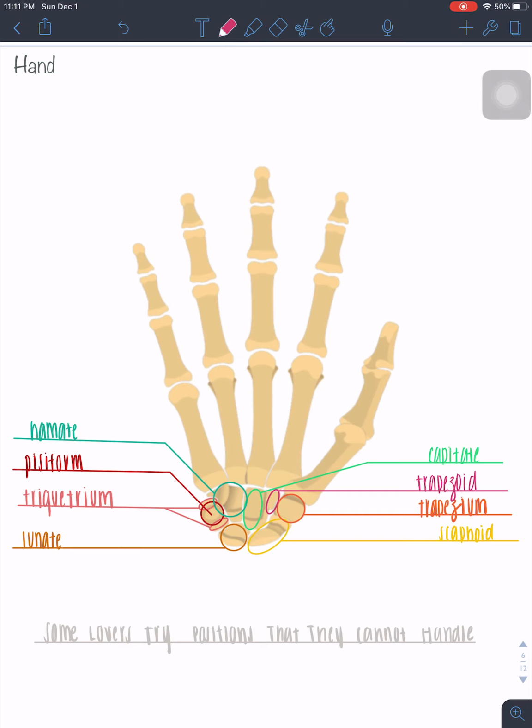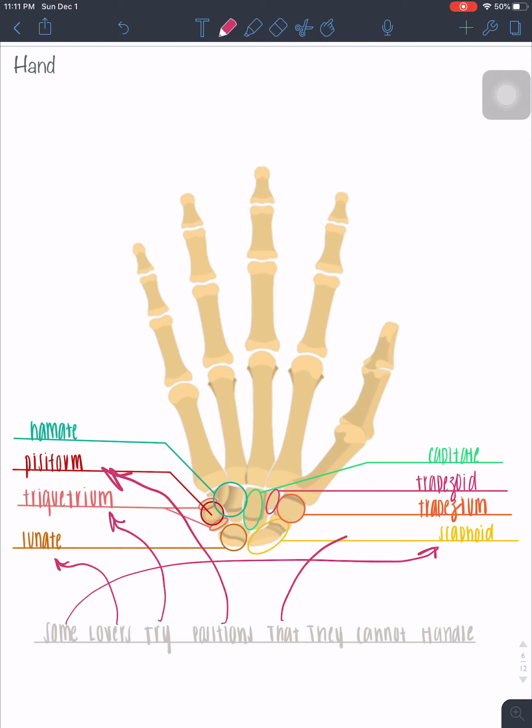So, some goes with scaphoid, lovers goes with lunate, try goes with triquetrum, that's how I remember that. Positions goes with pisiform, and trapezium, that's what I got confused. They goes with trapezoid, and cannot goes with capitate, and handle goes with hamate. So there's that.